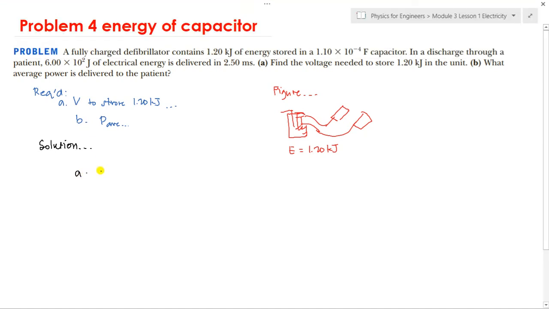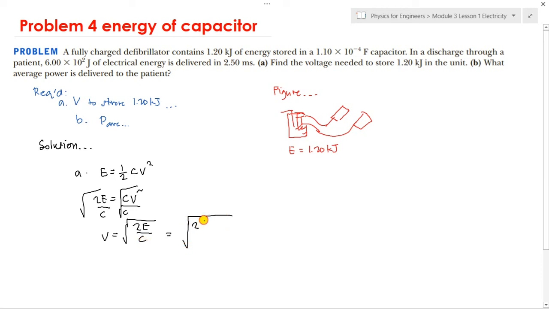the energy of capacitor is equal to 1/2 CV squared. Since ipita CV, that would be 2E equals CV squared divided by C, taking the square root, so we have V is equal to the square root of 2E over C. The energy here should be in joules, and the capacitance here should be in farad, so that would be square root para ma-volts pa siya.